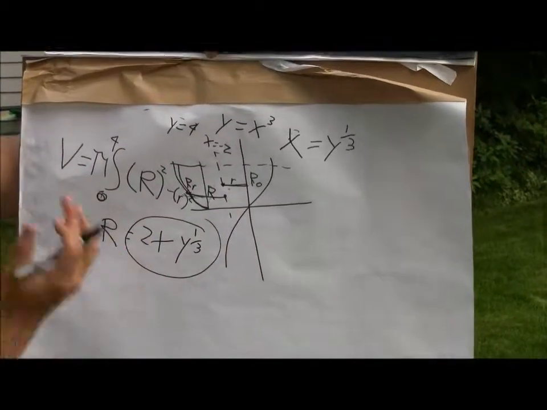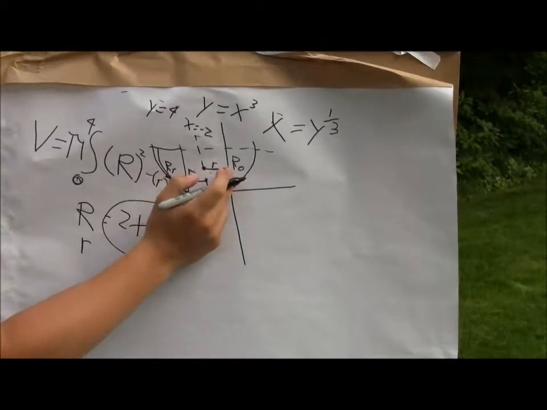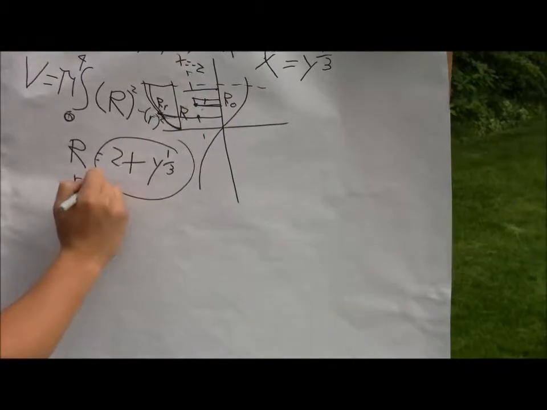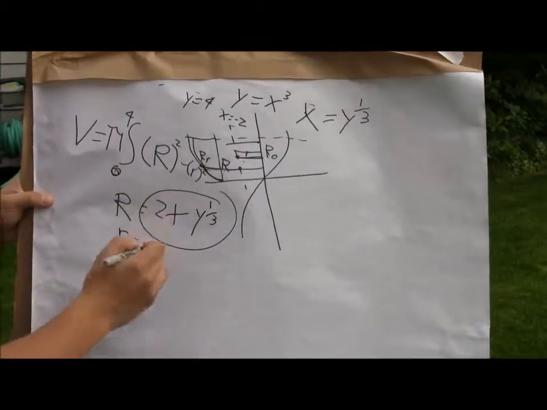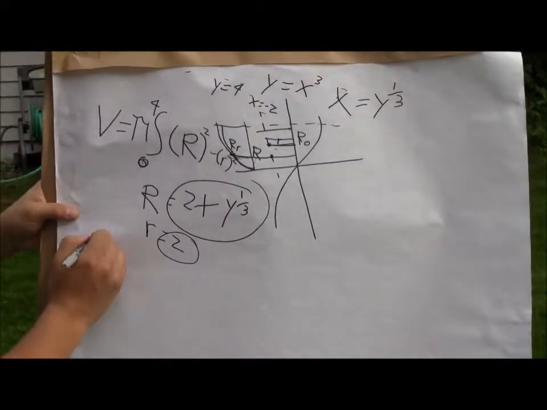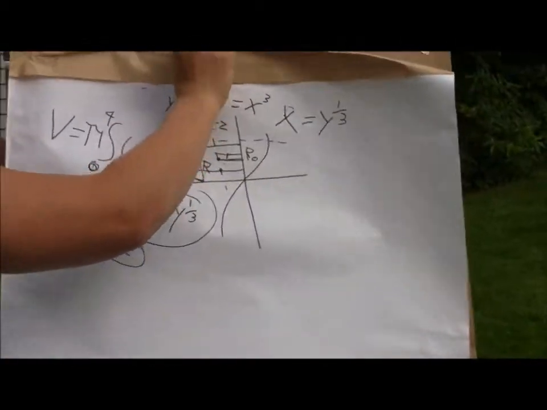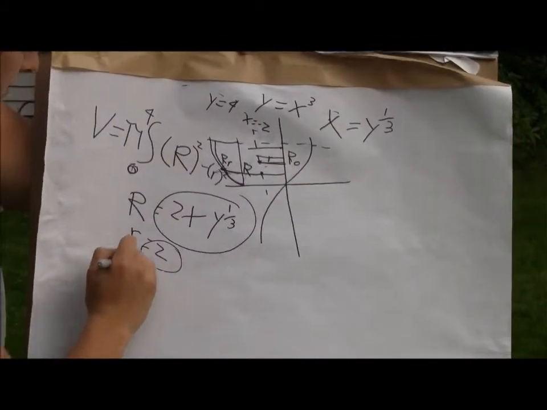That's our big radius. We're halfway there. Our small radius is just always going to be 2. No matter whether we draw the line, it's always going to be 2. So our small radius is just 2. So now we have both of our radii. We can put that into our big volume equation.